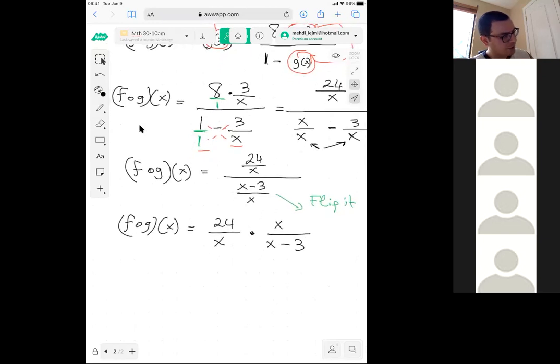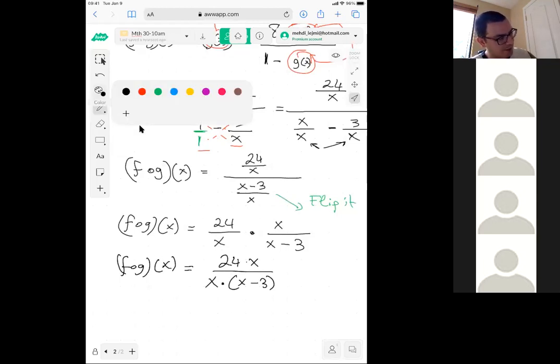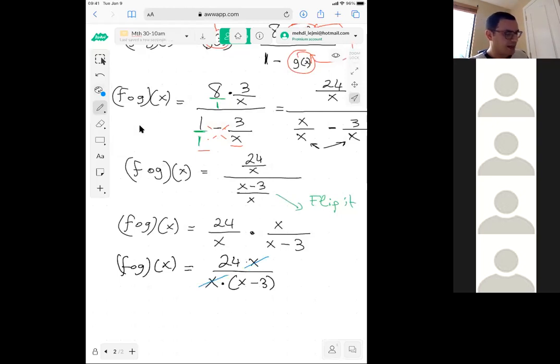And so you see here when you multiply, guys, your f composed of g of x will be 24 times x over x times x minus 3. So you just multiply straight across. But actually, there's an x in the top and an x in the bottom, because it's a multiplication, so you can cancel out the x's. So your f of g of x is actually 24 over x minus 3, and that will be a fine answer.